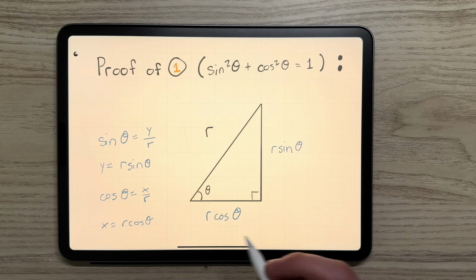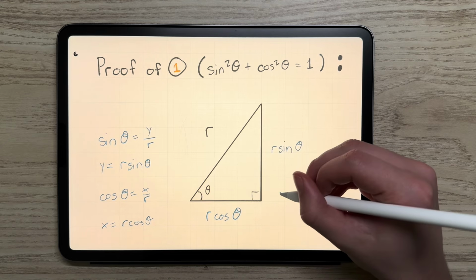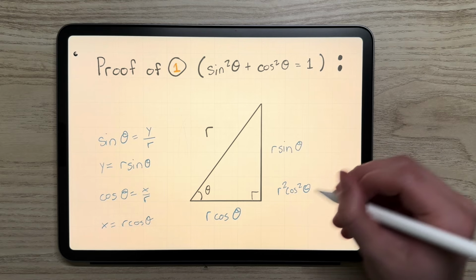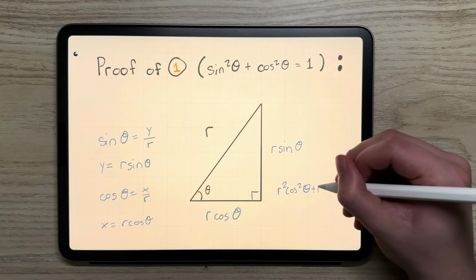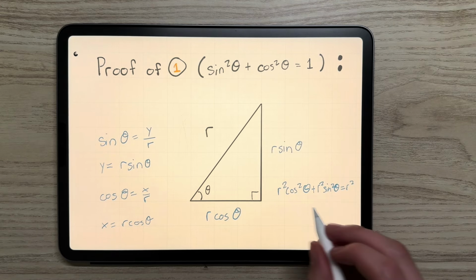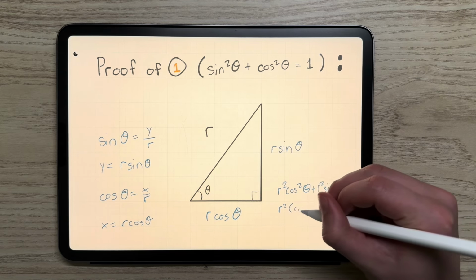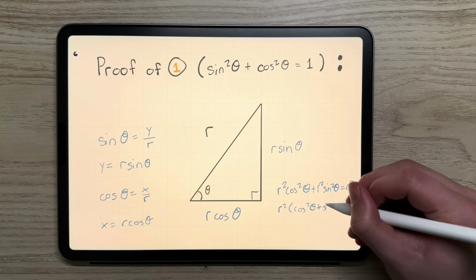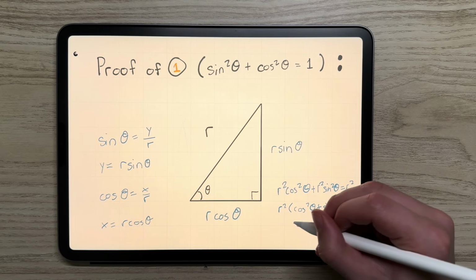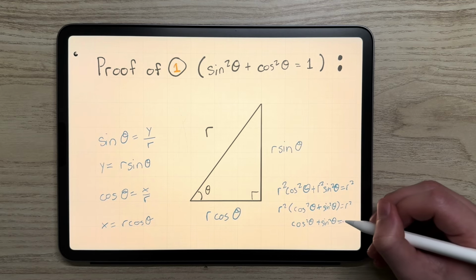Now, we can use the Pythagorean theorem to combine all of these three sides. So this side squared, which is r squared cosine squared theta, plus this side squared, which is r squared sine squared theta, is equal to r squared. Now you can factor out an r squared from both sides, and then you would get this. And then you can divide by r squared on both sides, and what you're left with is the identity we were trying to prove.